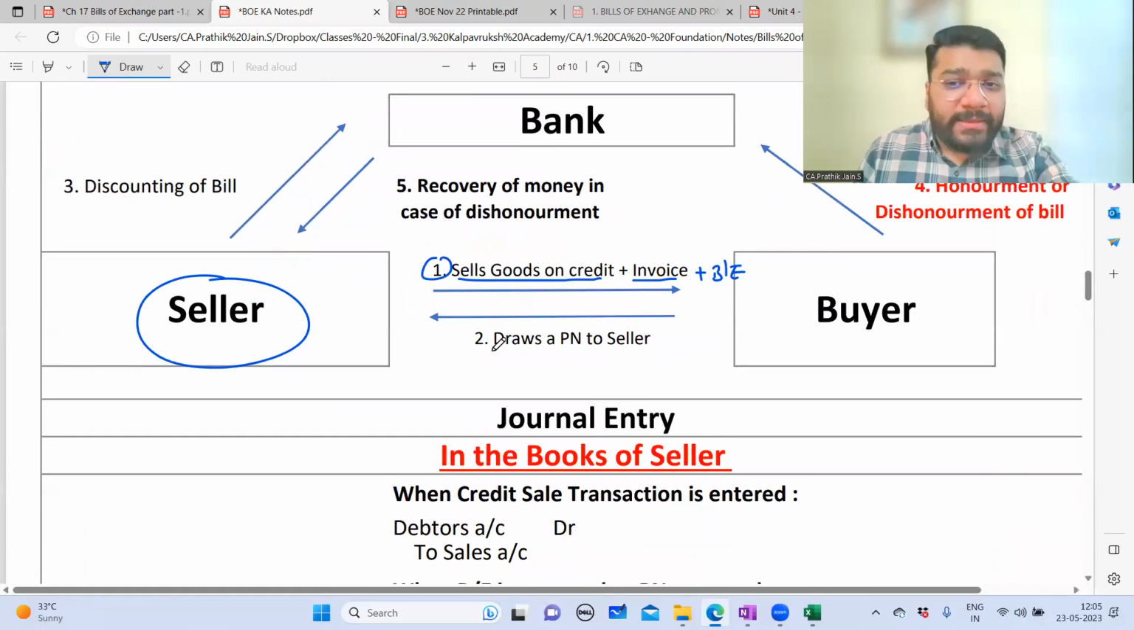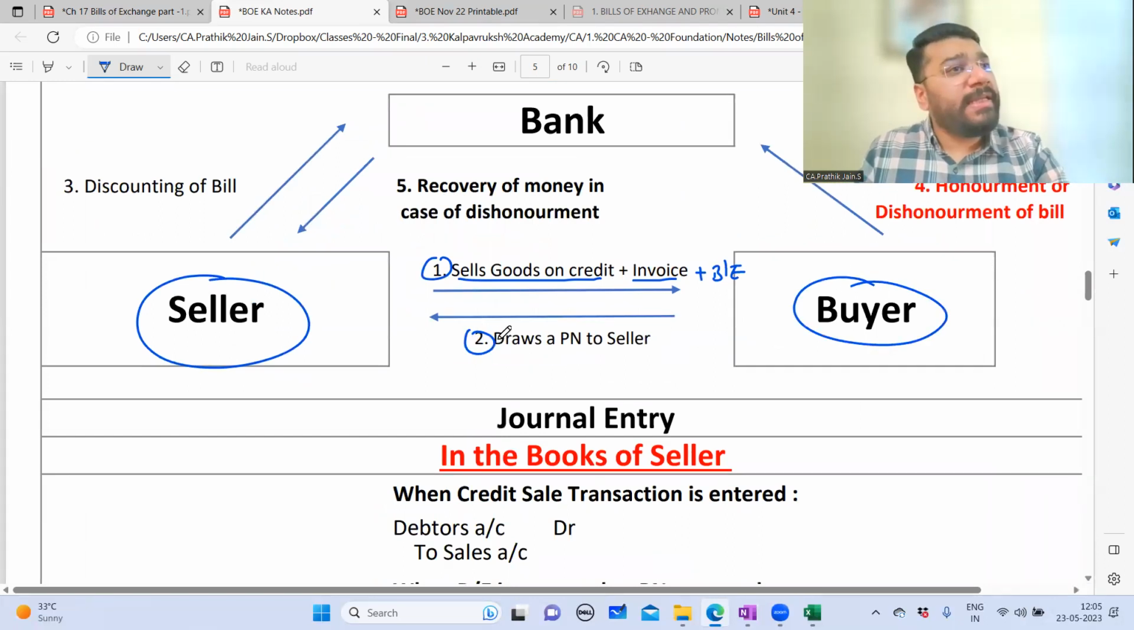Okay. Now, guys, the buyer will accept the bill of exchange and give it back, or he will execute the promissory note from his side. So this is the second step. If it is a bill, he will accept and give it back. If it is a promissory note, he will prepare and give it. So this is the second step.